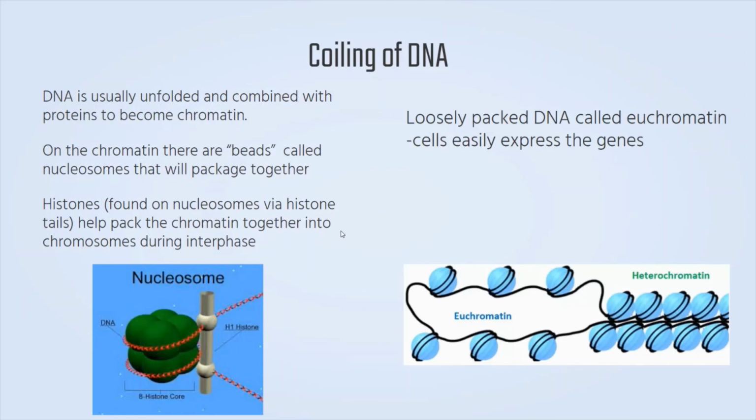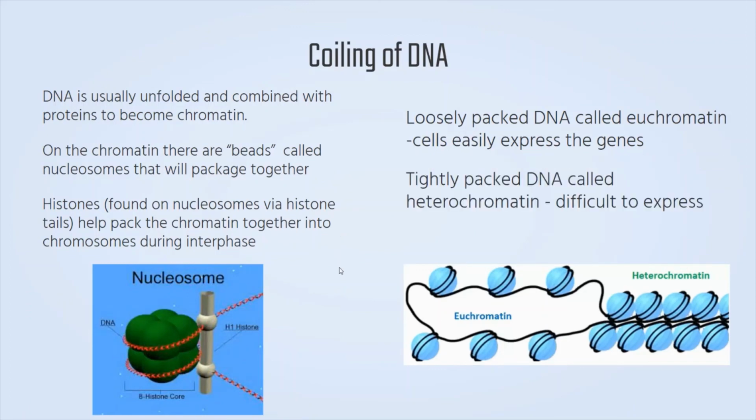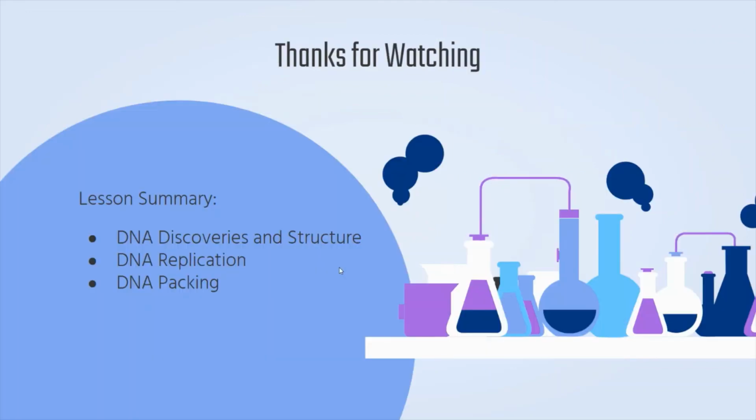Loosely packed DNA is called euchromatin, and this means that the genes will be easily expressed. However, tightly packed DNA is called heterochromatin, and this means that genes are difficult to express. So thanks for watching. This lesson covered DNA discoveries and structure, DNA replication, and DNA packing.